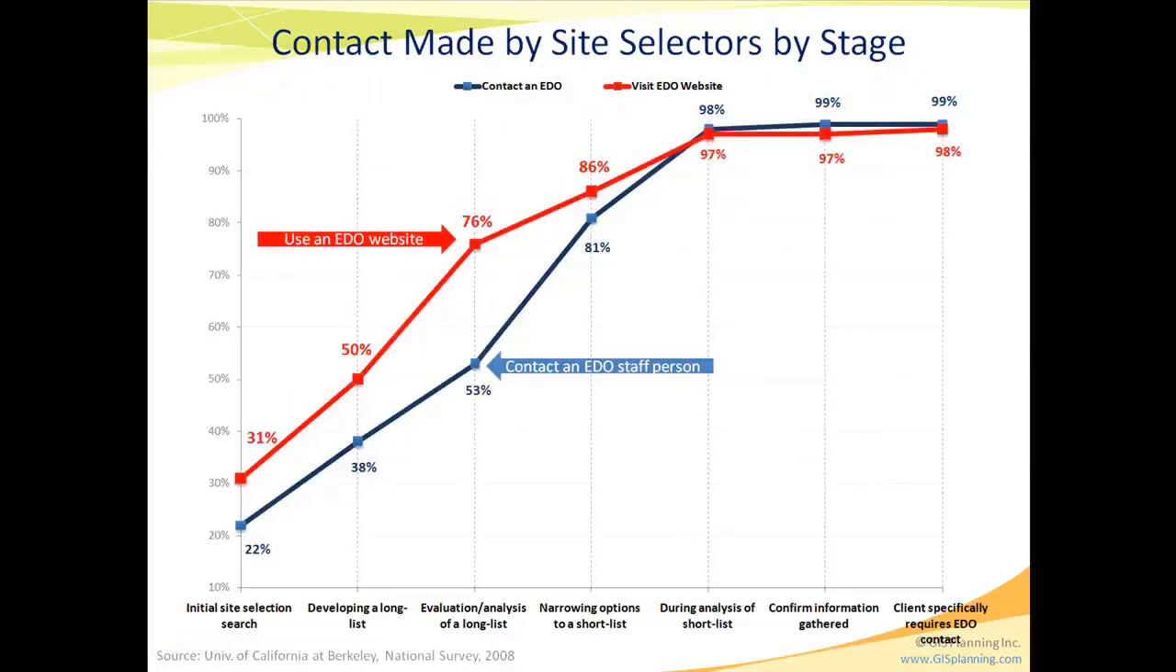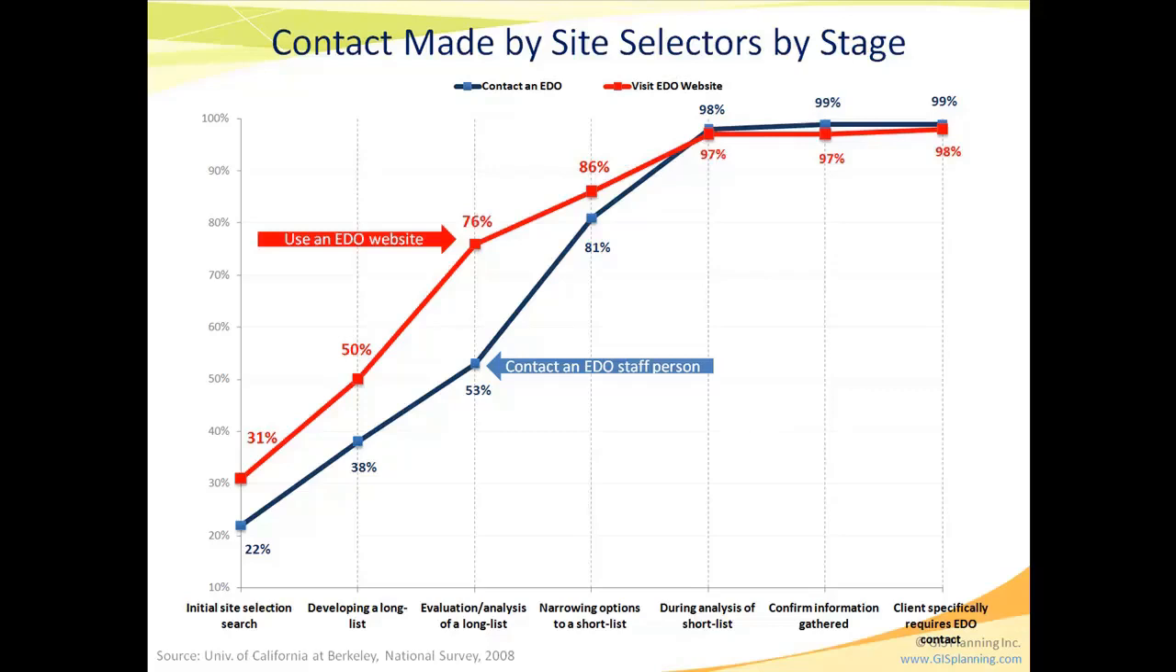So this chart shows you the different phases of site selection done by corporate real estate and site selection consultants. And this is a national survey of those professionals. The red line shows when these professionals visit your website to do research, and in blue is when they actually contact a person from your organization to talk to them and gather information. What you can see is the vast majority of initial contact is happening through your website. That's where they're getting their information.